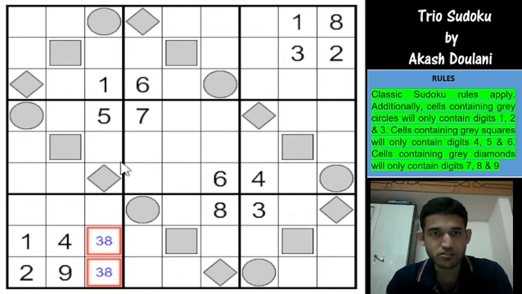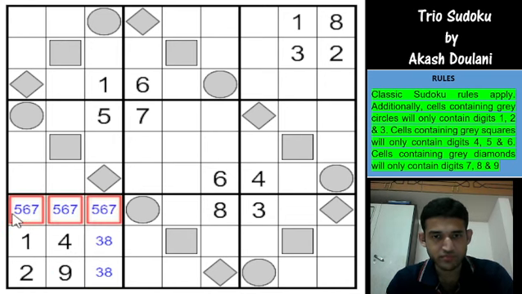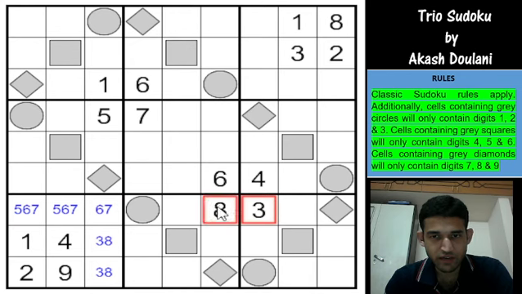Oops, 3, 8 goes here. And which means that the remaining digits cannot be 1, 2, 4, 9, 3 and 8. They must be 5, 6 and 7. And I can remove the 5 from here. So we have 5, 6, 7 here. We have 3, 2 here.